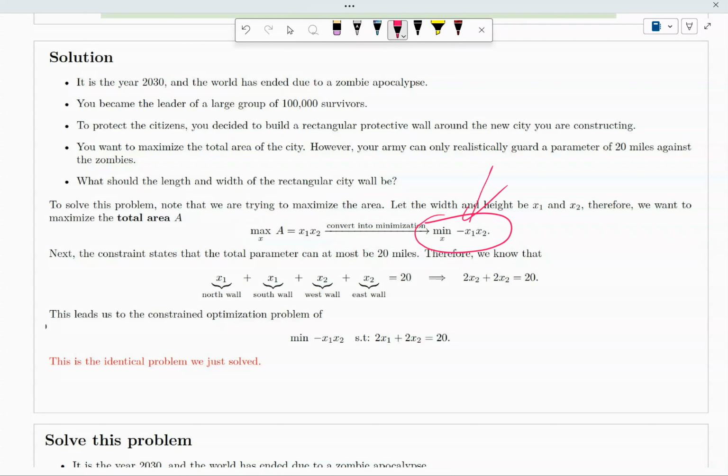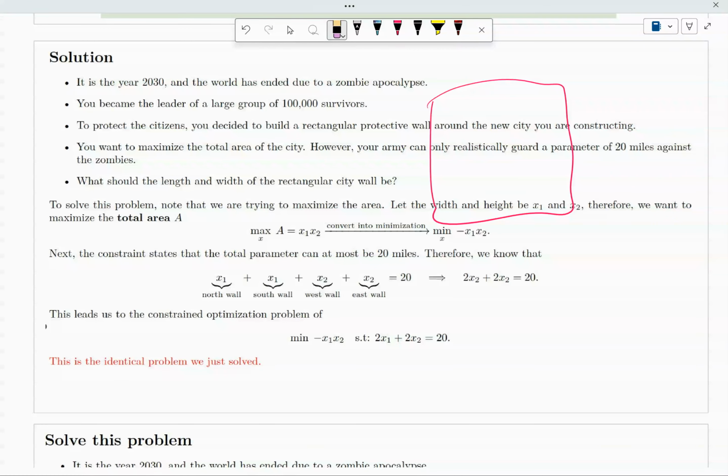So in optimization, normally people like to either pick one, and you always convert the problem into that one. And the one that I feel like is better is minimization. So just always make it into a minimization problem. Now that you have a minimization problem, there are some constraints. It's saying that your army can only guard 20 miles against the zombies.